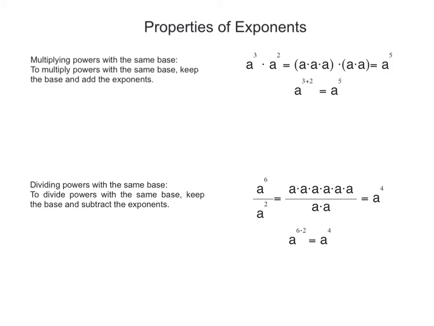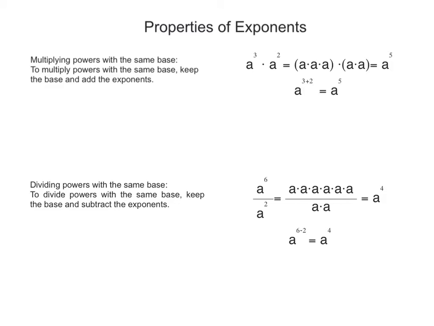To show the step, we show that a is raised to the power of 3 plus 2, because it was an exponent of 3 and an exponent of 2. Ultimately, you're just adding the exponents together because we have the same base. It's a to the power of 5.